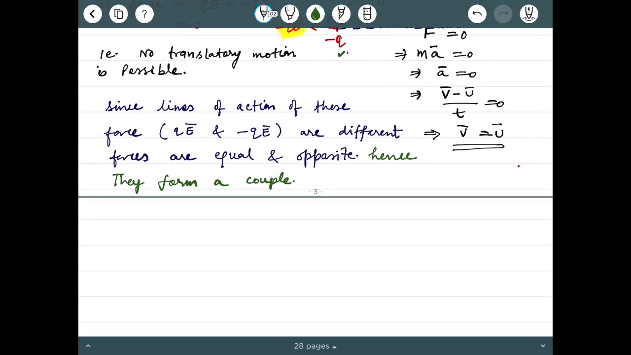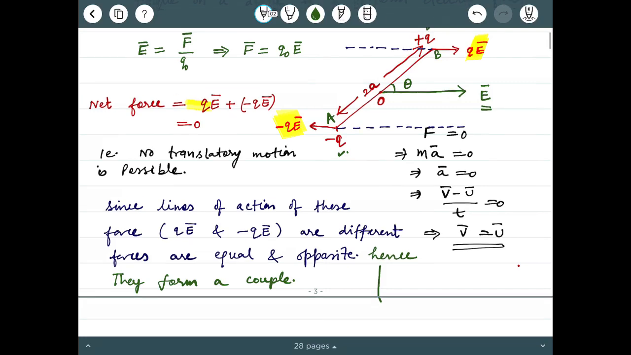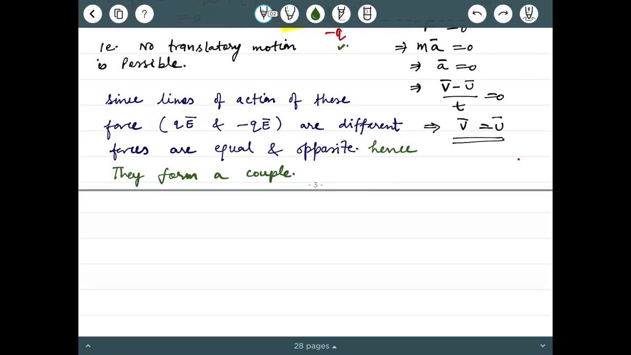And movement of this restoring couple, what is this couple doing? This couple is trying to bring the dipole in the direction of the electric field. The moment of this restoring couple is known as torque.